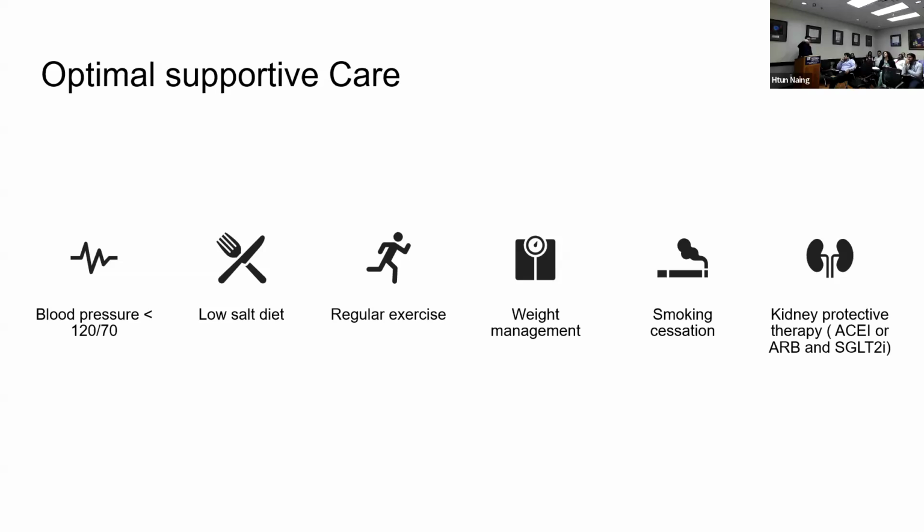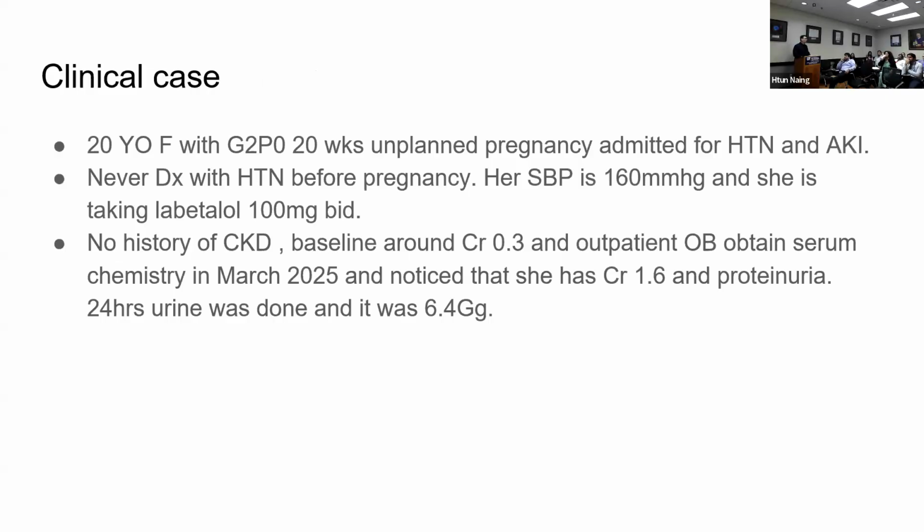After I studied all these things, I received a patient, a 20-year-old female, G2 P0, with a 20-week unplanned pregnancy, with hypertension and AKI. Never diagnosed with hypertension before pregnancy. She had a systolic blood pressure of 160. She was taking labetalol 100 milligram BID. No history of CKD. She has a baseline creatinine around 0.3. But recently in March, when she did the OB visit, she had a blood test. She had a creatinine of 1.6 and proteinuria; her proteinuria was 6.4 grams.